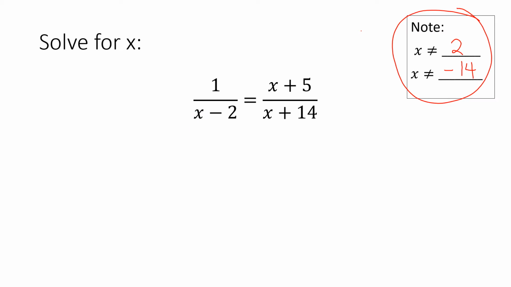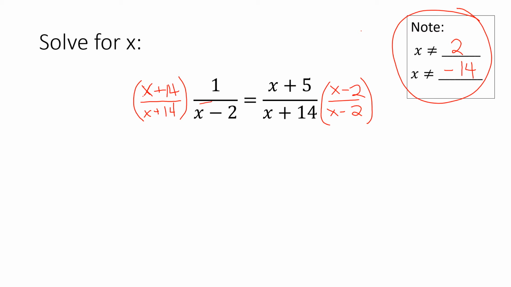So in that case, let's start by getting a common denominator. On the left-hand side, we need an x plus 14, so I'm going to multiply whatever I do on the bottom, I've got to do the same thing to the top, so we're going to do x plus 14 over x plus 14. Then on the right-hand side, I need an x minus 2. So I'm going to multiply x minus 2 on the bottom, and whatever you do to the bottom, you have to do to the top.